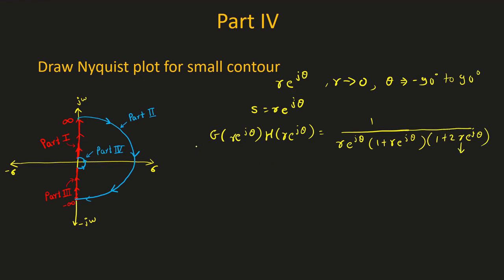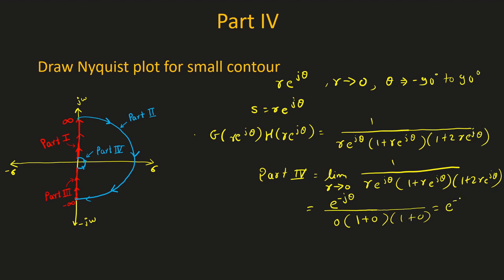So when we put limit to this part, we will get limit r tends to 0 into this part, we will get part 4. So part 4 will be equal to limit r tends to 0 of 1 upon r e raised to j theta, 1 plus r e raised to j theta, 1 plus 2 times r e raised to j theta. This will become e raised to minus j theta into 1 upon 0, that is infinity, into e raised to j theta. So part 4 here is a mapping having a magnitude of infinity and direction or phase, that is e raised to minus j times theta.